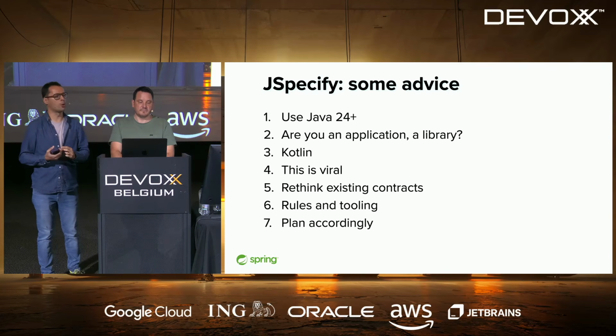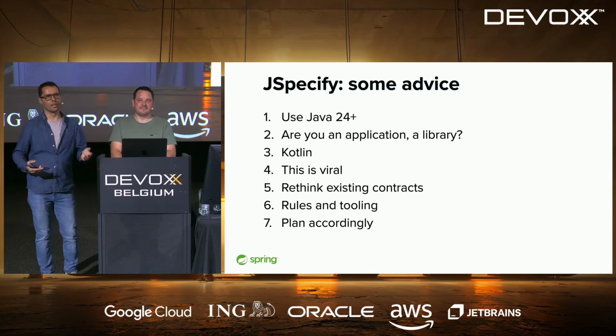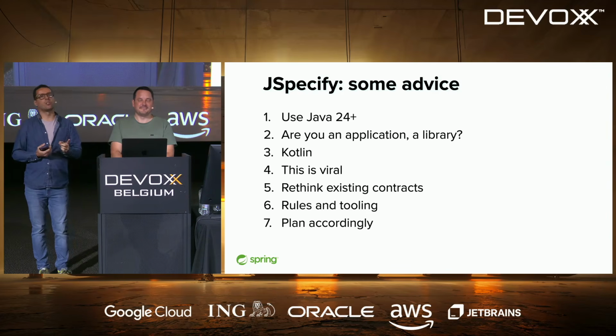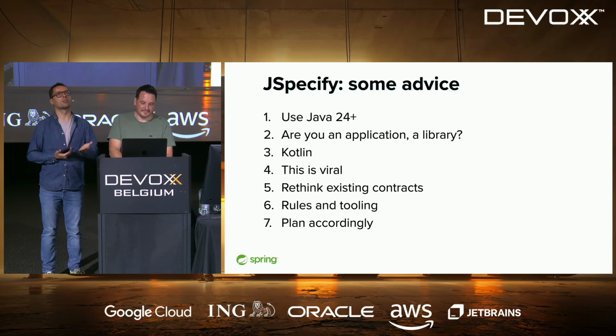You should also know that this is very much a viral thing. We only did that for one package, but chances are this package is used by another one. And if you sprinkle @NullMarked in several places, you can think it's one of these where you start somewhere and you have 100 warnings, you fix 50, and you rerun, and you get 100 more. So it can be very viral. It can take a long time. But this is very useful because along the way, you can very much rethink contracts.